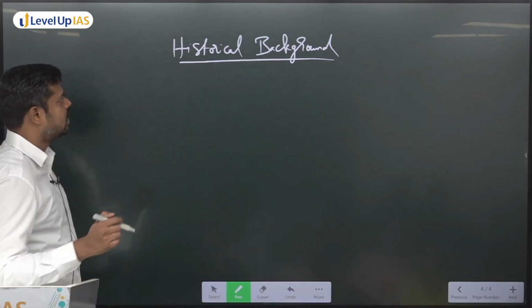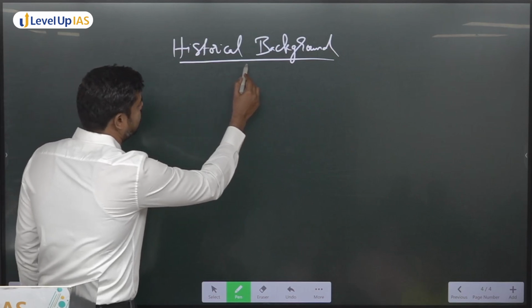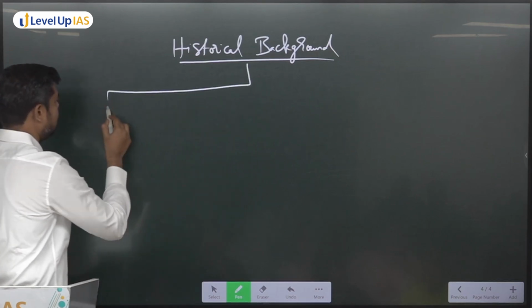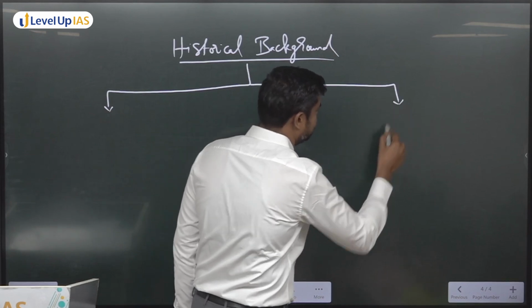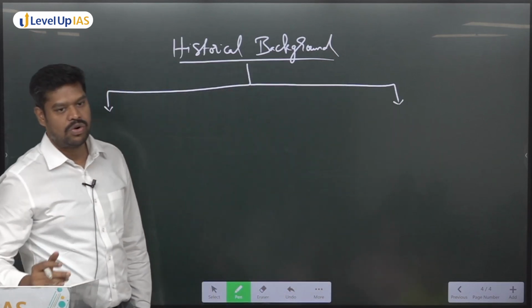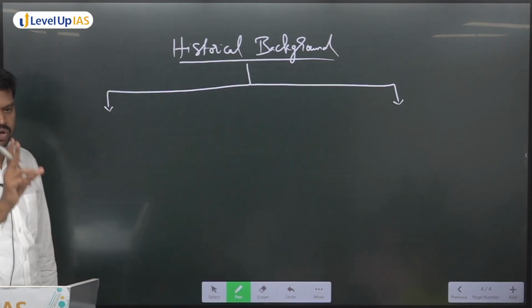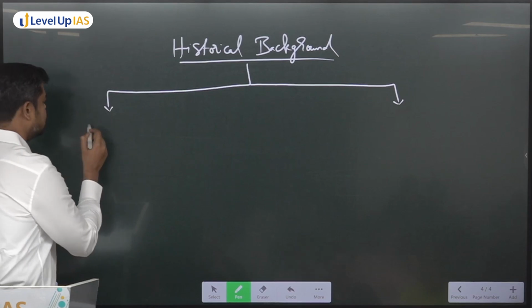So if you see the historical background, I can broadly classify the constitutional reforms or constitutional development that has happened, which later influenced the Constitution of India, based on two eras. One is basically what is called the company rule.